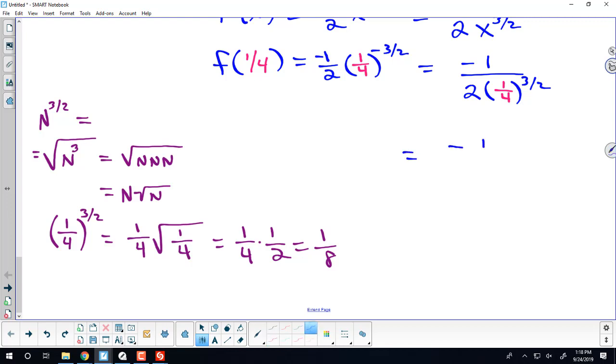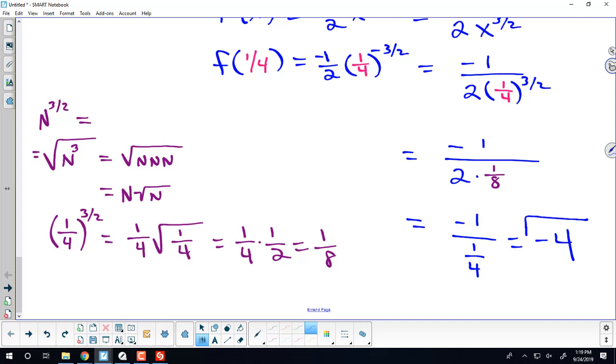So we have negative 1 over 2 times 1/8. Negative 1 over 1/4, which is negative 4. All right, so it's a sort of long-winded process, but what do we know? What does all of that work for? The slope of the tangent. Yes.